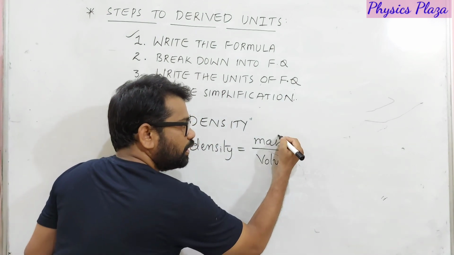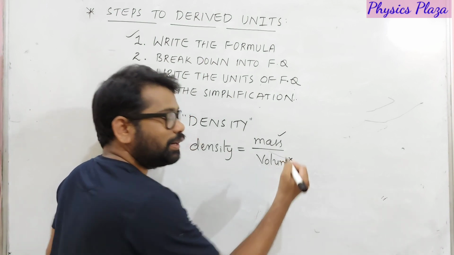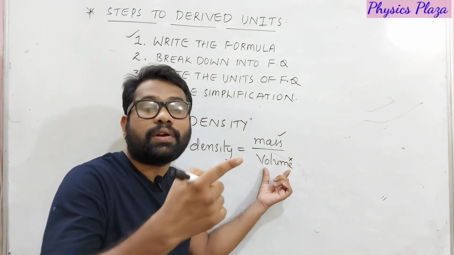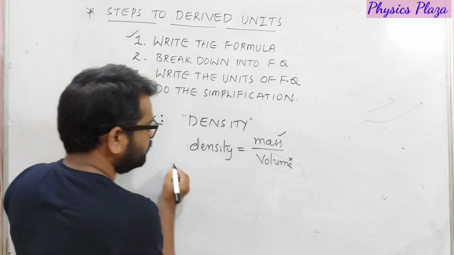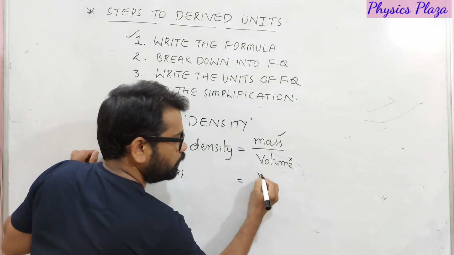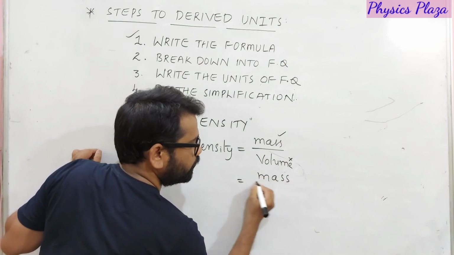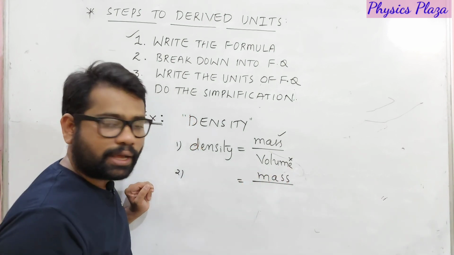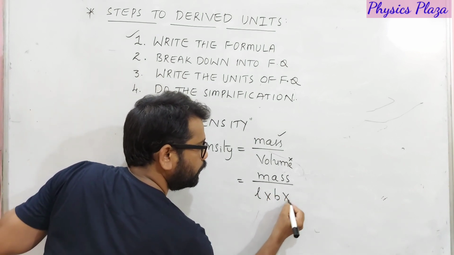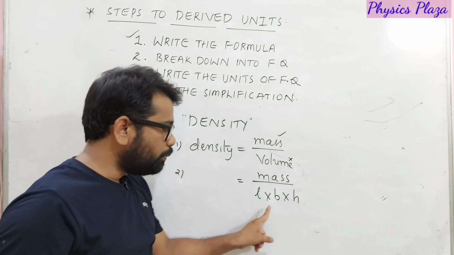Here mass is a fundamental quantity, but volume is not a fundamental quantity. So now volume should be written in terms of fundamental quantities. How can we write it? The first step we have written. Second step, density is equal to mass by volume. So volume can be written as length into breadth into height.